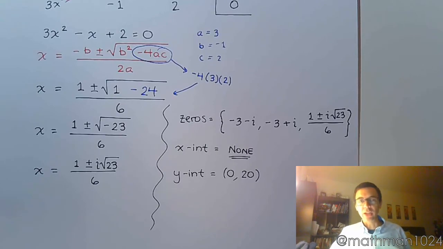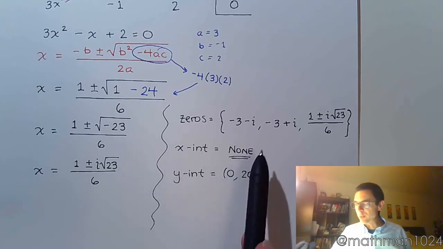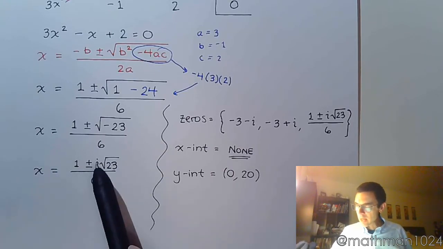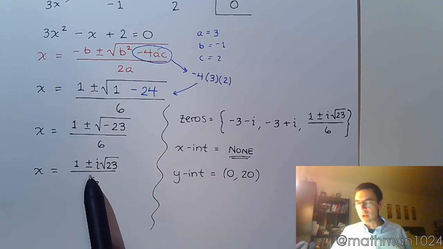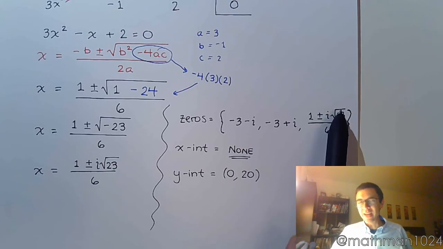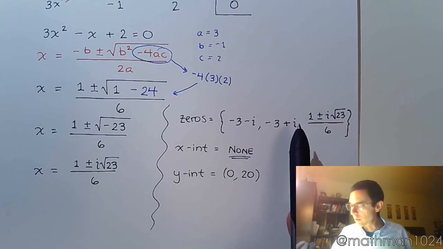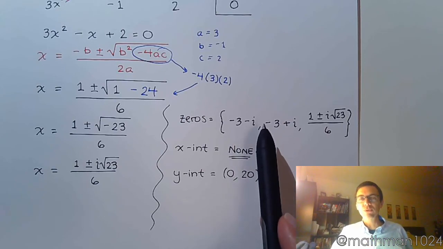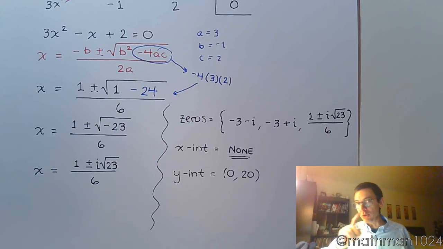So I think the interesting thing here is the fact that there were no x-intercepts because all of these zeros were imaginary. Now, had the solutions over here not included the i, had they been real, then you would have just had x-intercepts coming from the real zeros. But again, anything that has an i is not going to count for your intercepts, but they do count for your zeros.